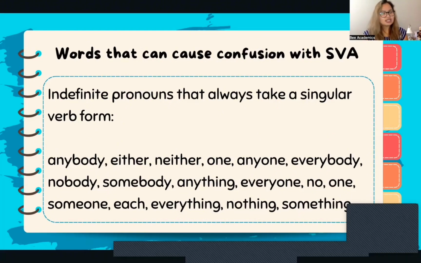So do not translate, find your proper subject, and then after you find your subject or your proper subject, identify if your subject is plural or singular. After that, you will now determine the kind of verb that you'll use, if it's with an S or without an S.